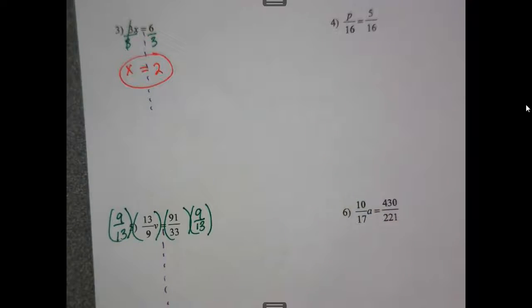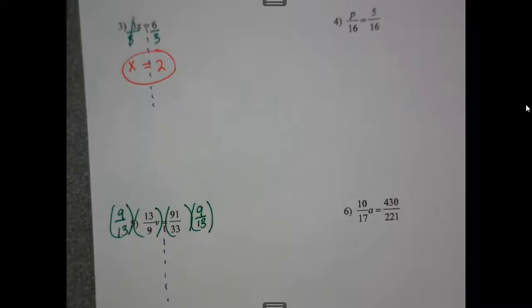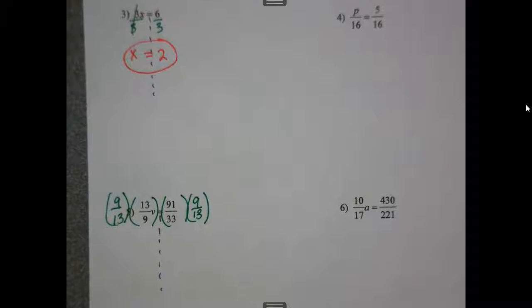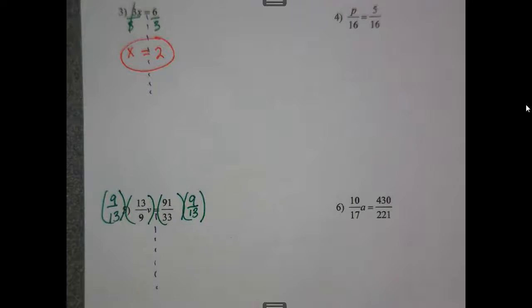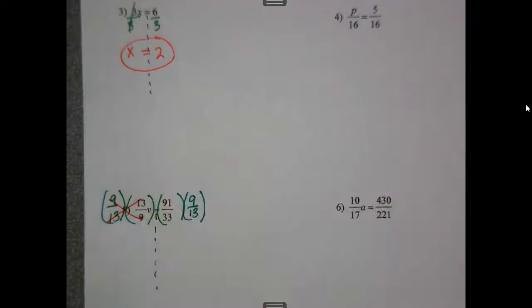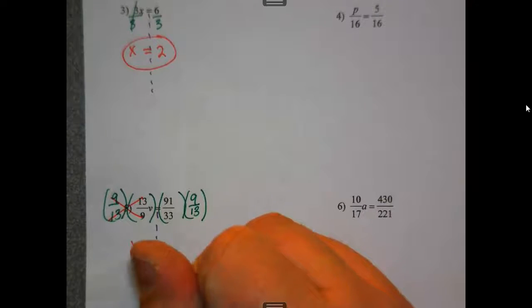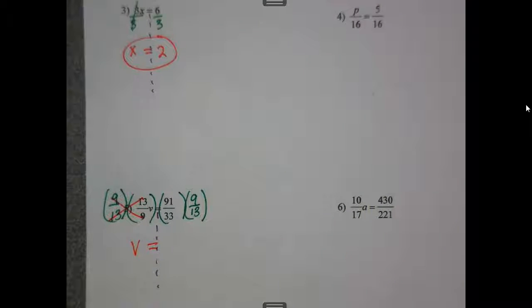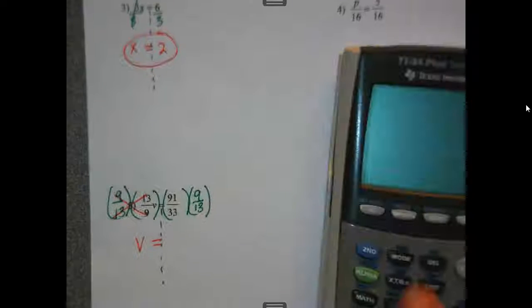And I highly suggest that every day when you come into this class, you grab a calculator on your way in. Okay, these all cancel out to 1. 1 times v is v. Now, unless you're really good at fractions, like I said, I would highly suggest getting a calculator.